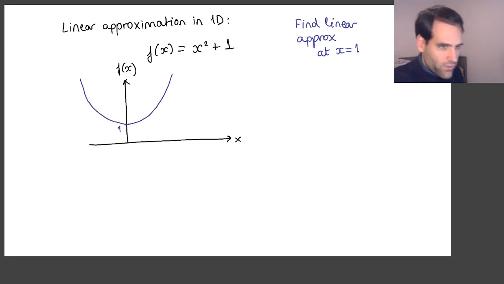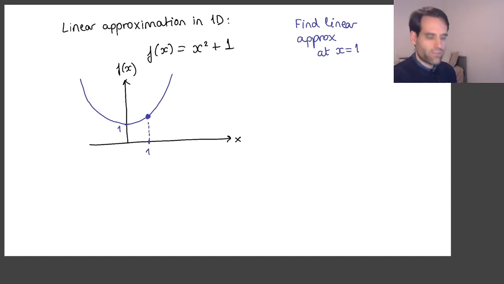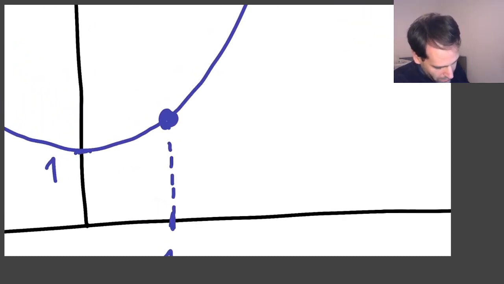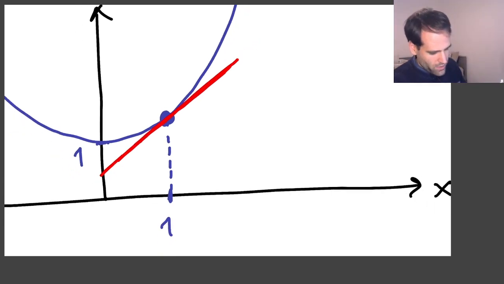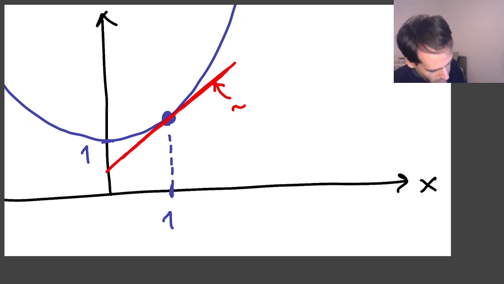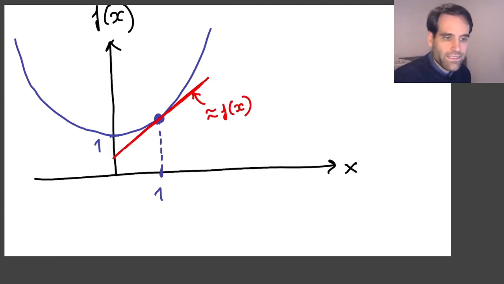Okay? So if we want to find a linear approximation at x equals 1, this is the point at which we want to do the linear approximation. This means that for values of x that are around 1, this function, this parabola, can be approximated by a straight line, which is tangent. So this would be the linear approximation. It's almost equal to f of x, especially when x is around 1.